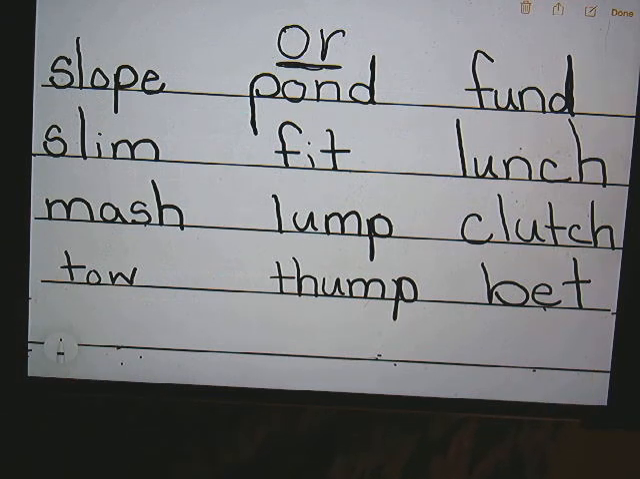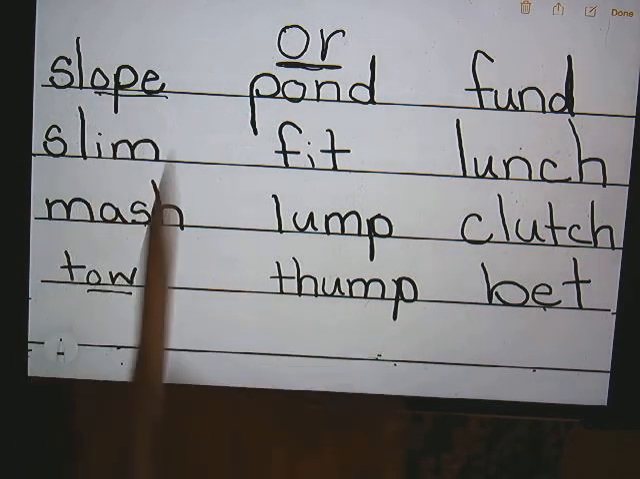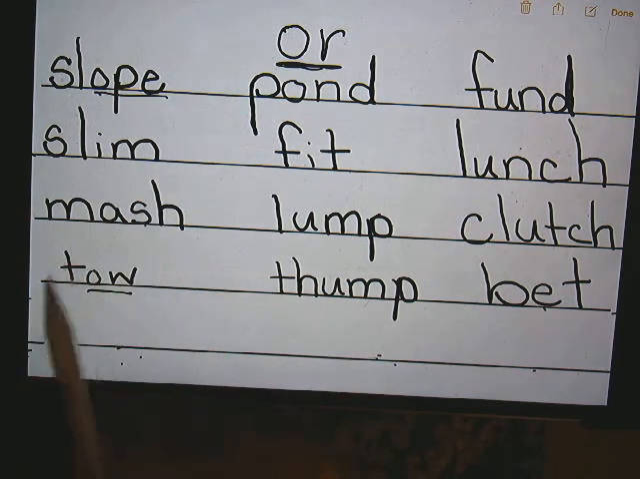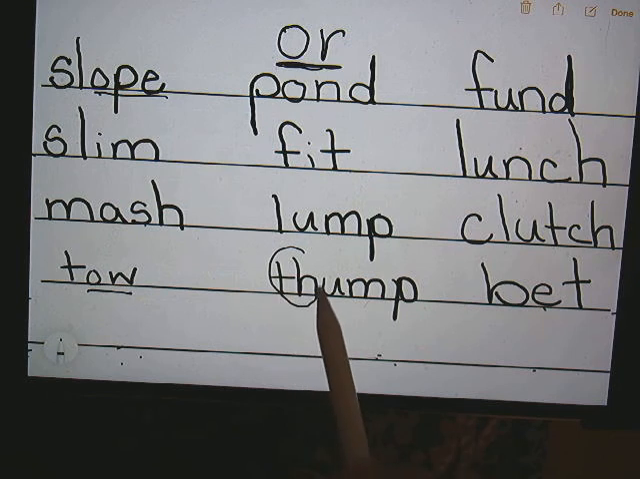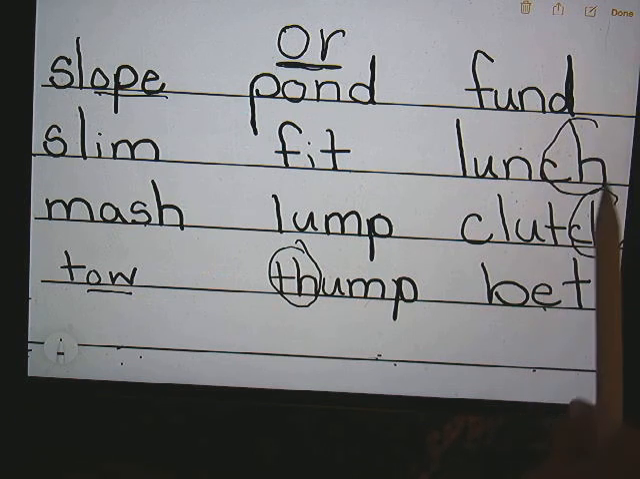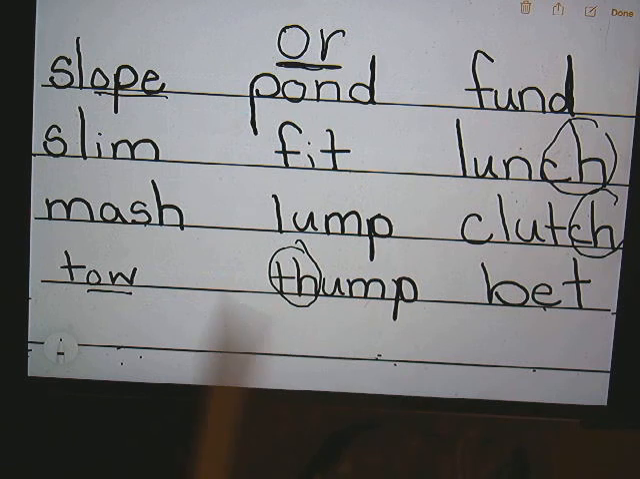Okay, I want you to take a closer look. We've got a long O here. We've got a long O here. We also have the TH, and that makes the th sound. The CH says ch. We have a couple of those. And it looks like the rest are short vowels.